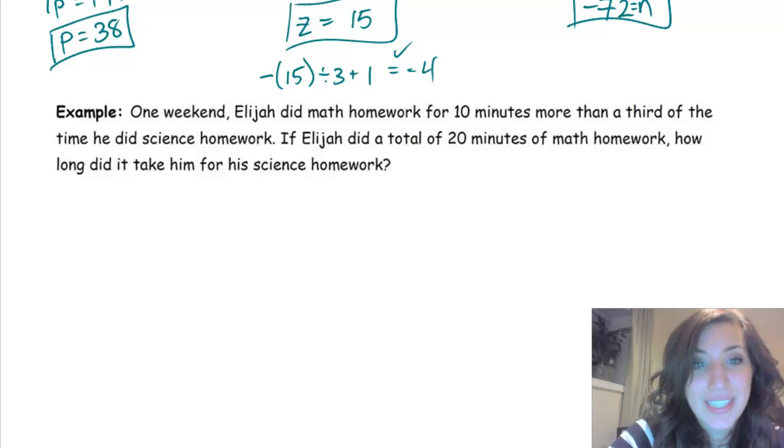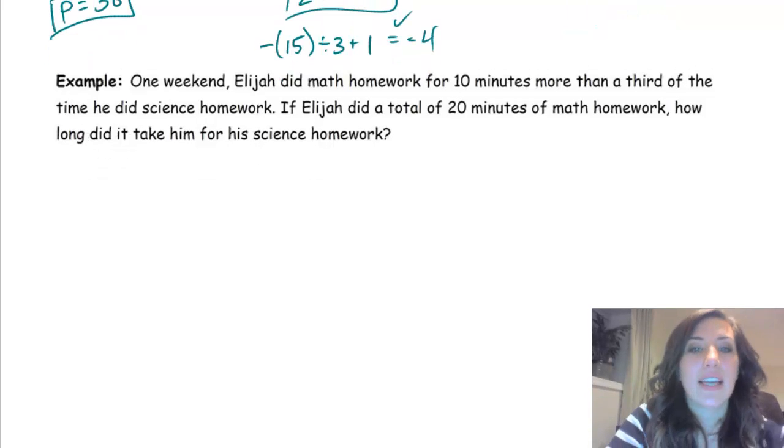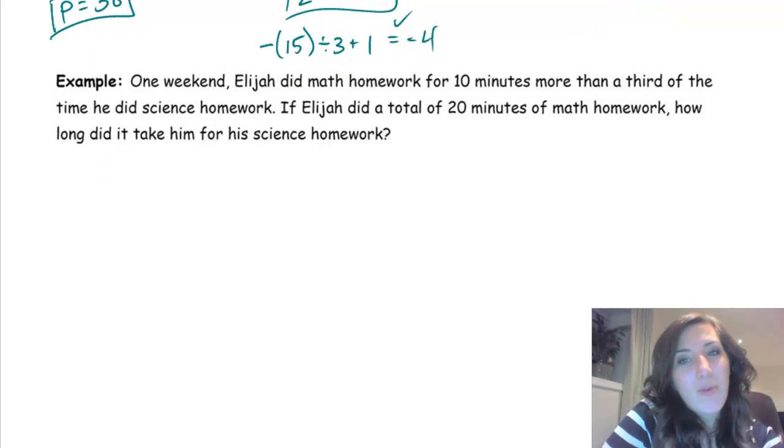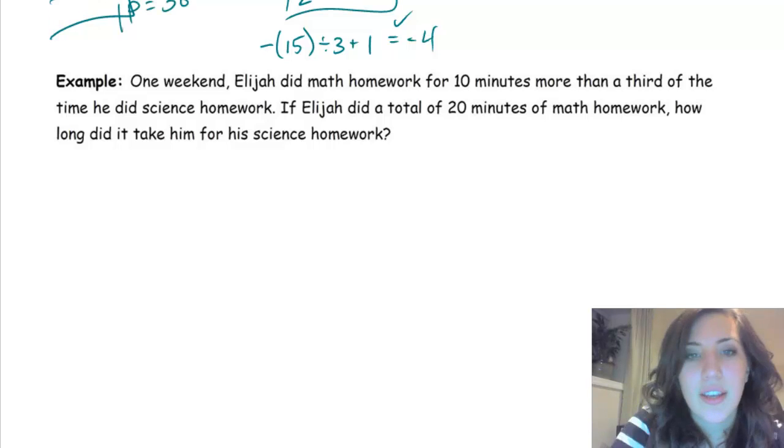Let's try a word example. One weekend, Elijah did math homework for 10 minutes more than a third of the time he did science homework. If Elijah did a total of 20 minutes of math homework, how long did it take him for his science homework? So how do we tackle this question?